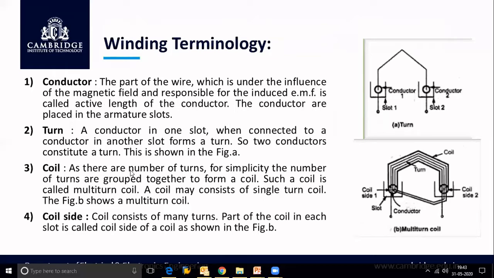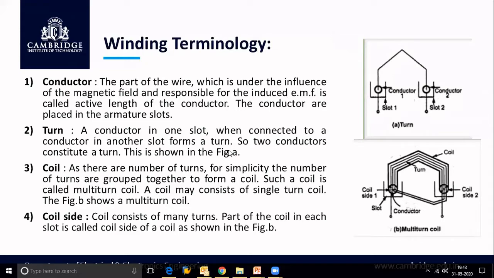Now let us discuss some winding terminology before going on to derive the EMF equation of a three-phase synchronous generator. The first terminology is conductor. What is meant by a conductor? It is a part of a wire which is under the influence of a magnetic field and is responsible for the EMF induced in it. That means the active length of a wire in which EMF is induced is called a conductor. Usually these conductors are placed in the slots. You can see here, this portion in the figure represents a conductor.